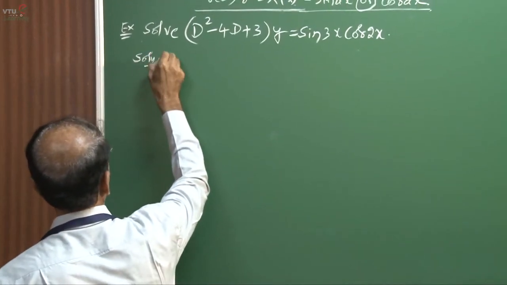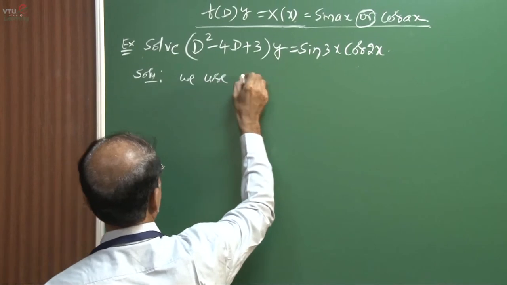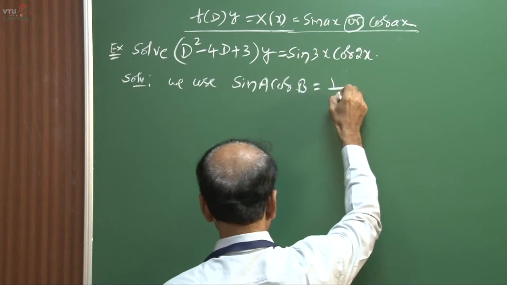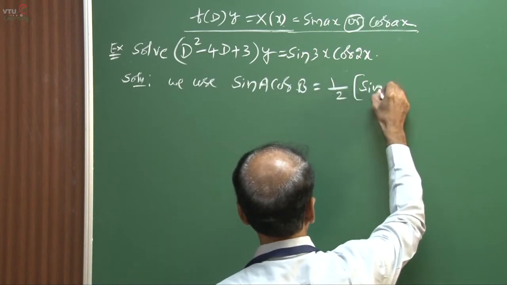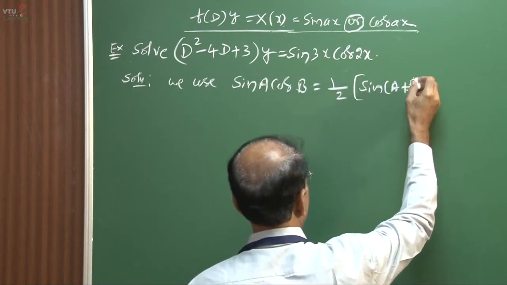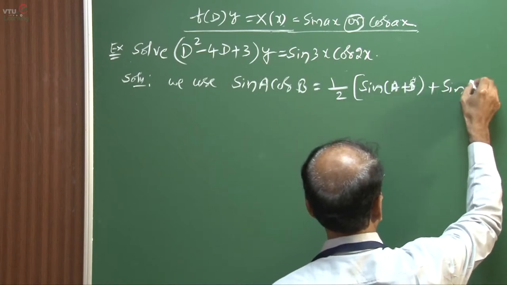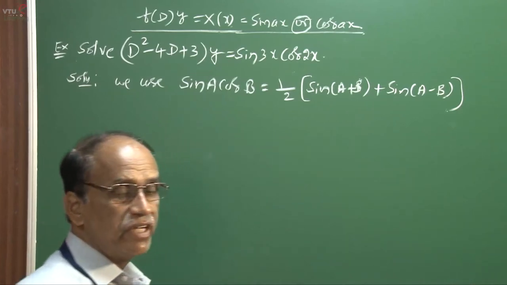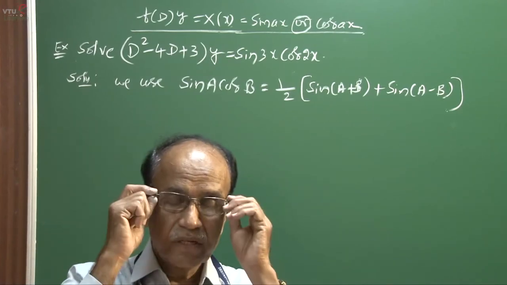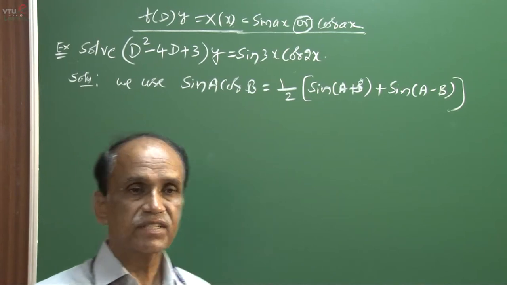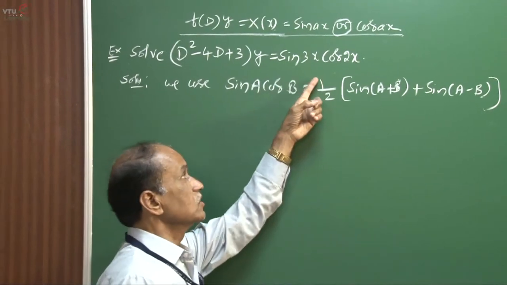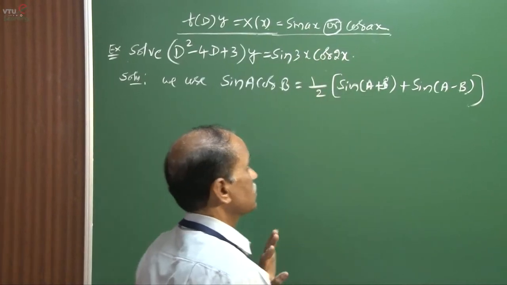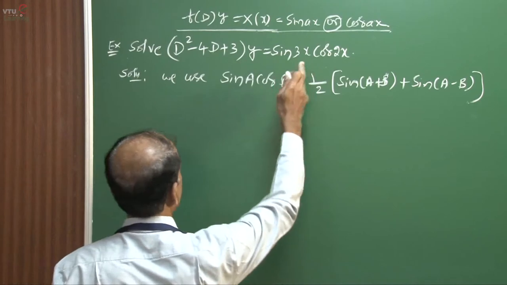In the solution we use sin A into cos B is equal to 1 by 2 into, sin of A plus B plus sin of A minus B. Actually this is your formula. Why are we using this formula? Because the given right side value is a product of two terms, that is sin and cos, where we must expect only a single term, either sin ax or cos ax. Therefore we will reduce this product in this form.